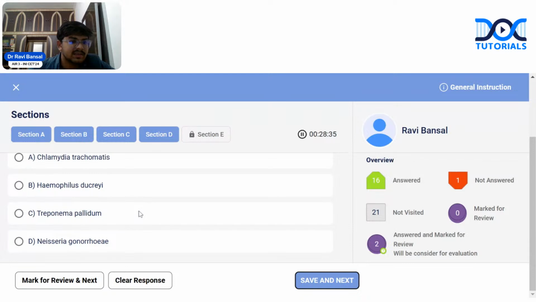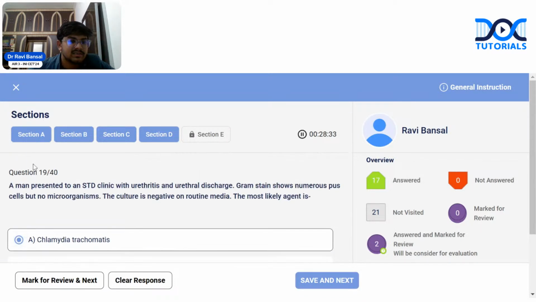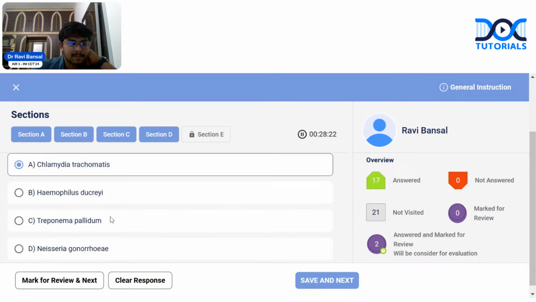So what will be the most likely? This will be chlamydia. You will see only pus cells. You will not see any of the microorganisms. So obviously on routine media you cannot grow chlamydia. It requires specific culture cells.